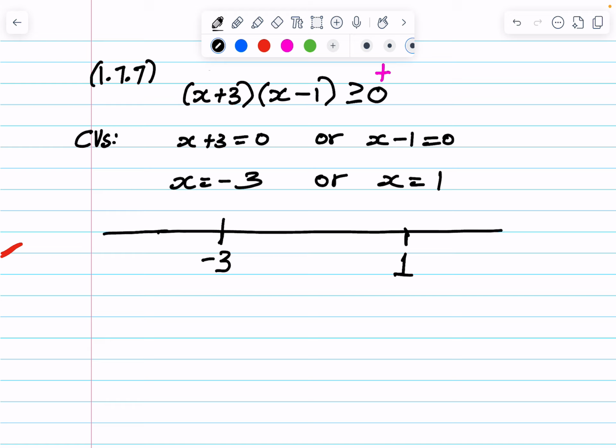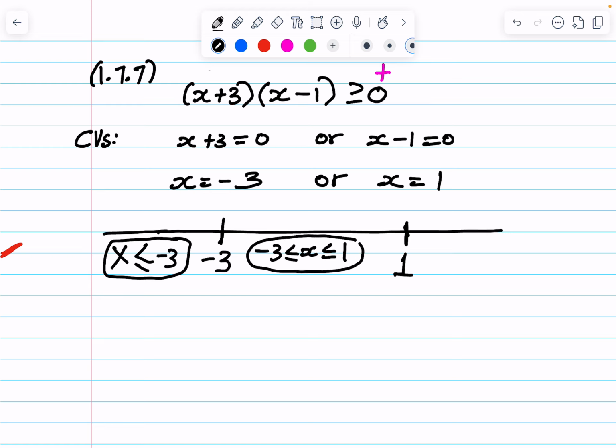And the first region, x just means numbers, so numbers that are less than or equals to -3. So that is region 1. We're not sure if it's going to be the solution or not. Then numbers in between -3 and 1, inclusive, because the original inequality is inclusive. So this is region 2. Region 3 will be numbers that are bigger than or equals to 1. Now we need to test all those regions and see where our solution lies.